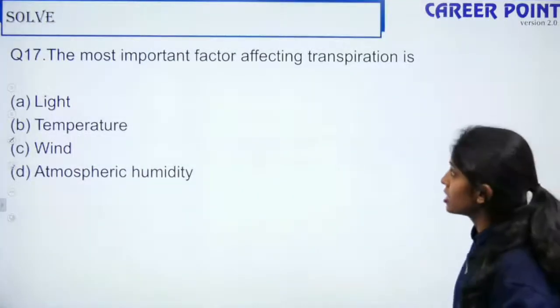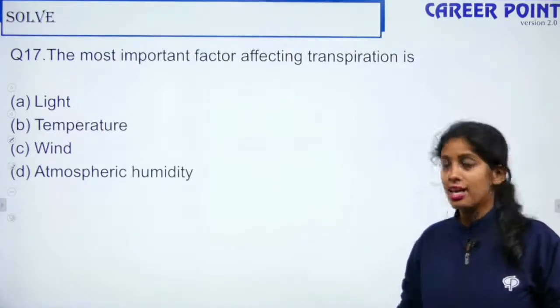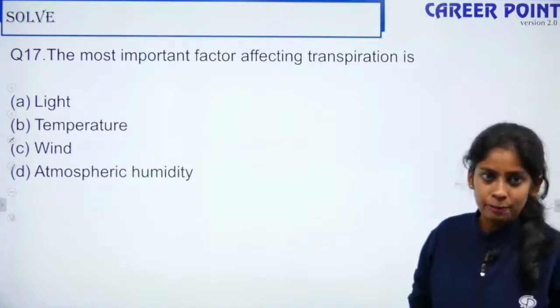Question number 17. The most important factor affecting transpiration is light, temperature, wind, atmospheric humidity.